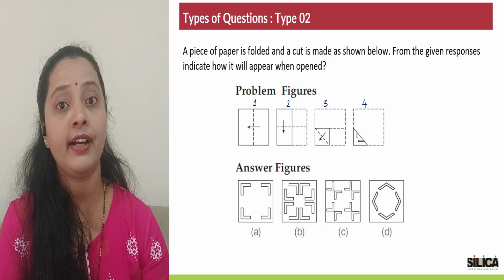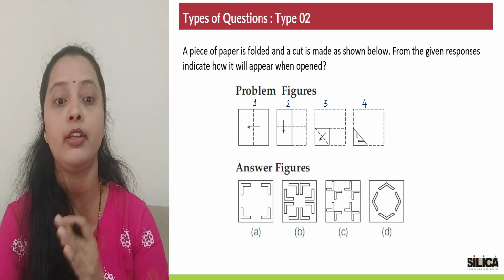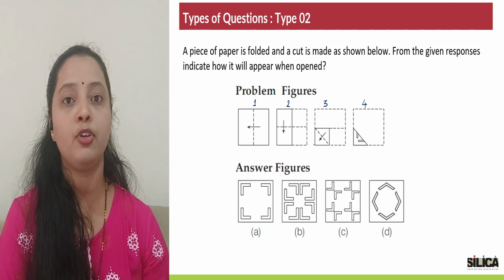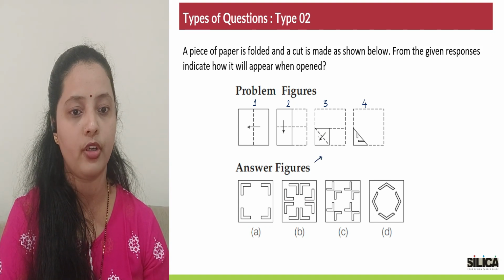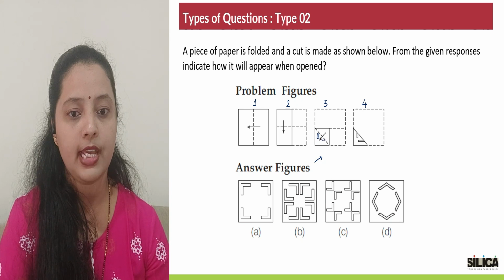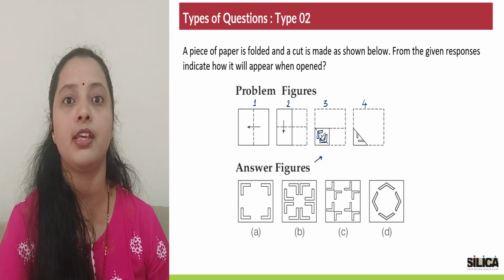So while opening, we'll have to go in the reverse order. 4, 3, 2, 1. So from 4, if I go to 3, the folding was from top to bottom. So we'll go in the reverse way, from bottom to top. So if I open this over, there would be this L-like structure here. And when I open it, it's actually going to get connected. And you'll have two inverted L's facing each other.